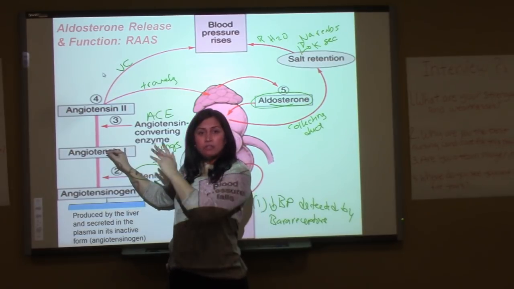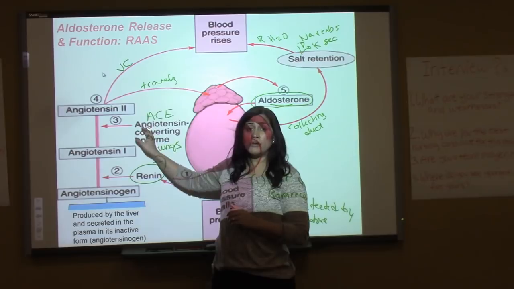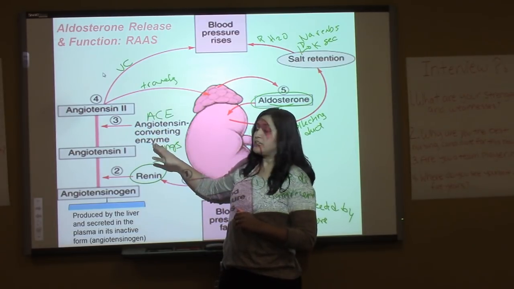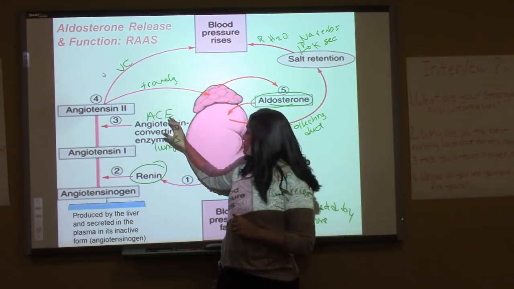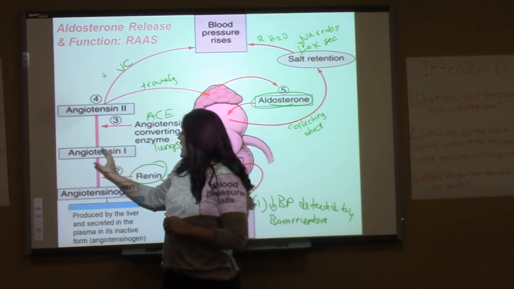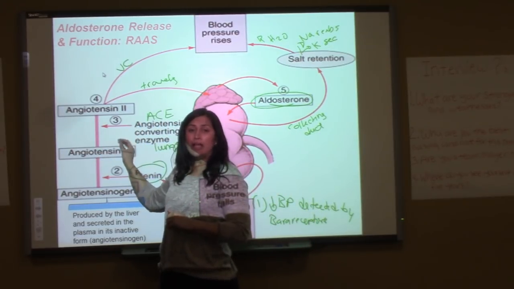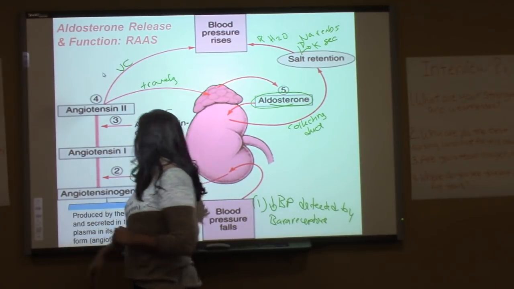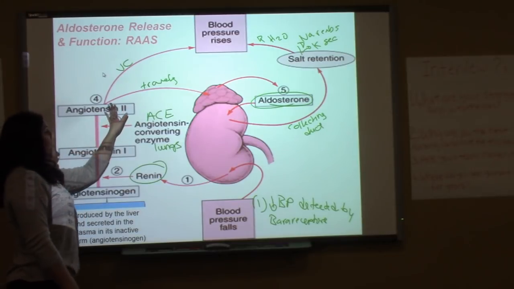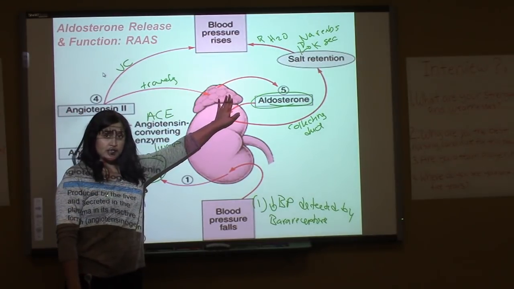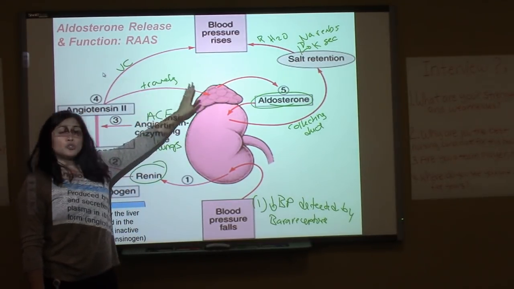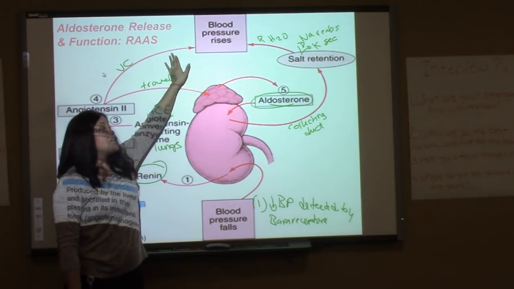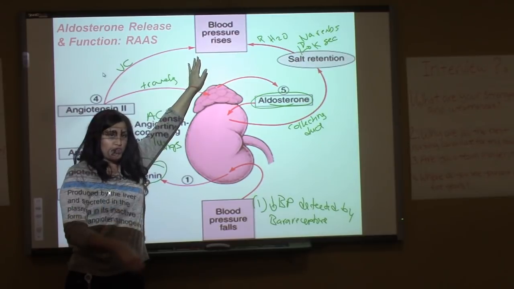Angiotensin 1 now travels to the lungs, and within the lungs you have an enzyme waiting for it. The name of the enzyme is angiotensin converting enzyme, or the ACE enzyme. As soon as angiotensin 1 arrives there, it is converted into angiotensin 2. Angiotensin 2 now travels to the adrenal cortex. While it's traveling to the adrenal cortex, it's causing the blood vessel to vasoconstrict. That's causing a rise in blood pressure.